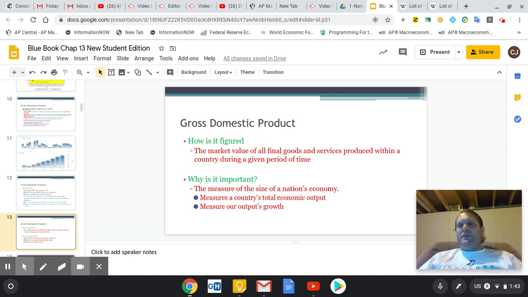Those are some of the things that are challenges of measuring GDP. It's a little more accurate today, obviously, with technology and knowing what people are buying.